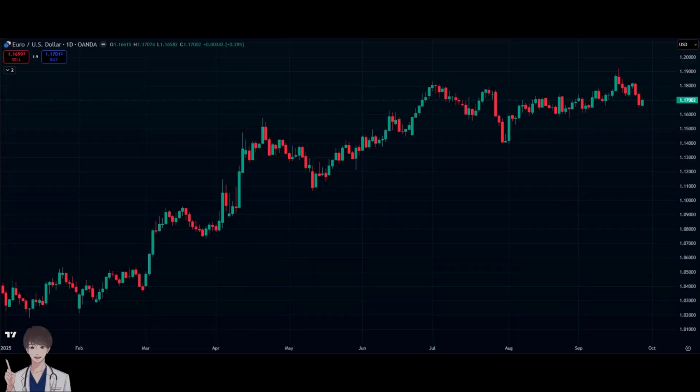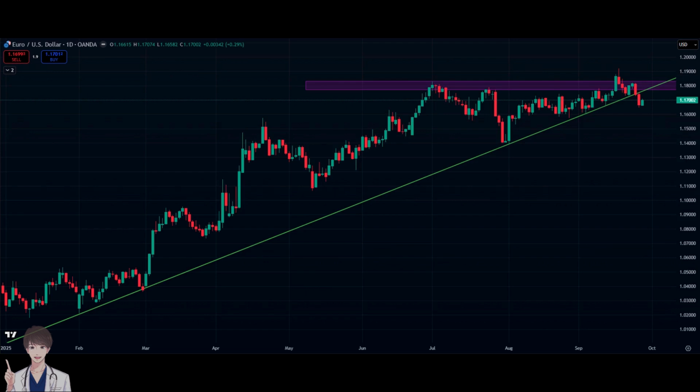On the daily chart, the uptrend that began at the start of 2025 is still in place. Recently, we can draw this ascending trend line. Price broke above the purple zone around 1.18, which had acted as resistance, but then pulled back and is now testing below the trend line.